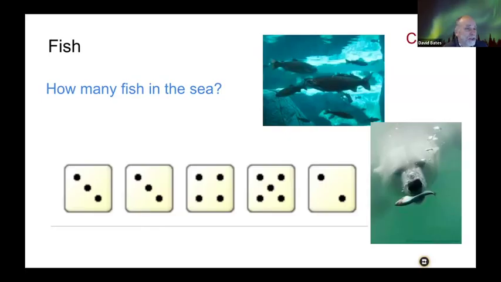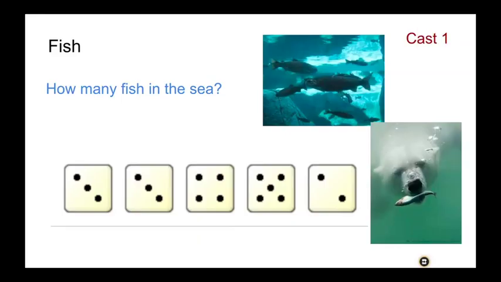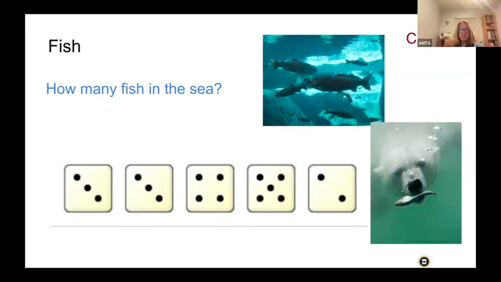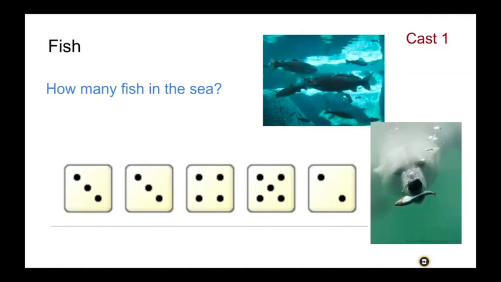So using that line of reasoning and using what you guys have come up with, how many fish? 10? 18. I agree with 10 because we're looking at the 3 dice that have the polar bears. I was not counting the 4 and the 2 because there's no polar bears there to fish.